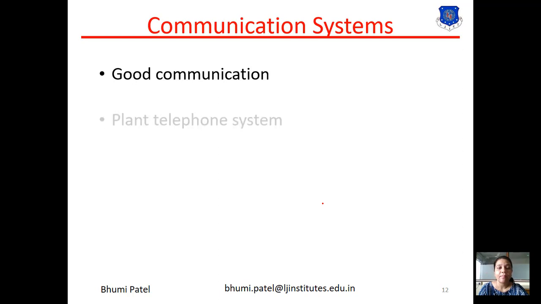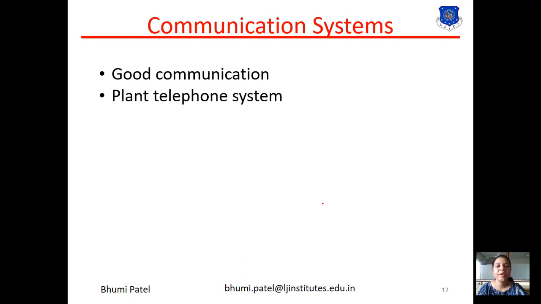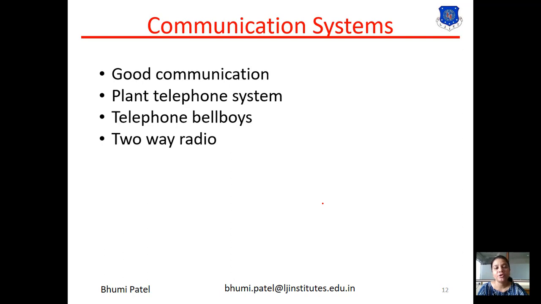Now there are some methods to communicate with the operator. The first one is the plant telephone system. We can use the telephonic system for communication between two operators. The next one is the telephone bellboy. This is another communication system for communicating with the other operator. Two-way radio is also used as a communication system.